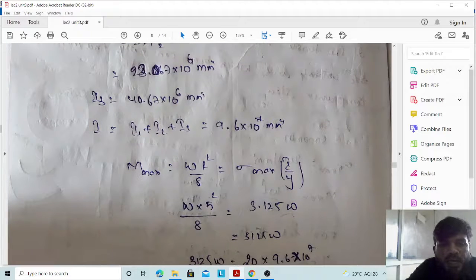We know that M max equals WL square by 8, which is similarly equal to sigma max into I by y.